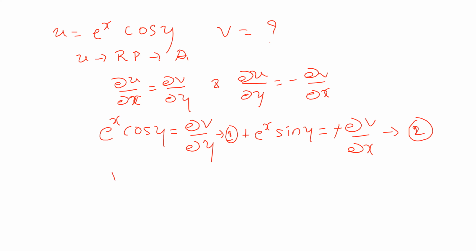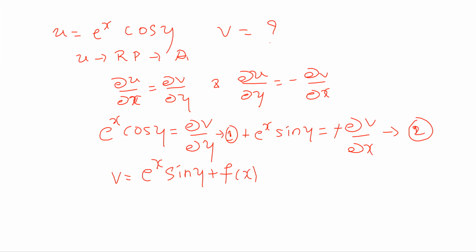If you integrate the first one with respect to y, v equals the integration of e power x cos y. Whenever you integrate with respect to y, you treat x as constant, and the same rules apply. So e power x into the integration of cos y, which is sin y. So v equals e power x sin y plus a function f of x.